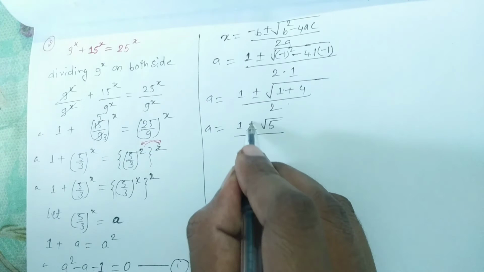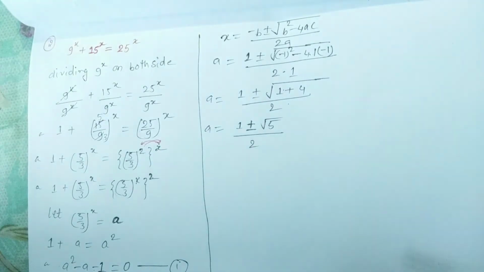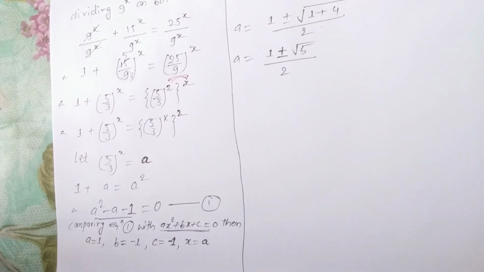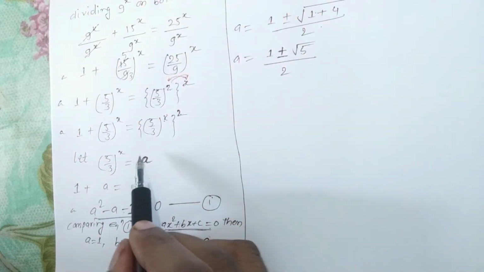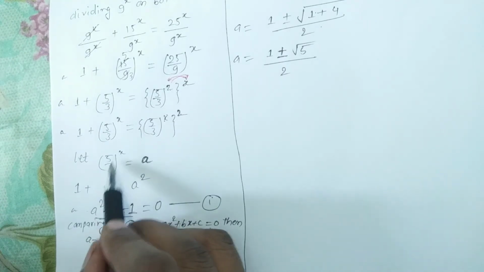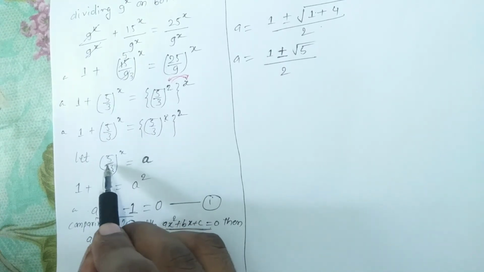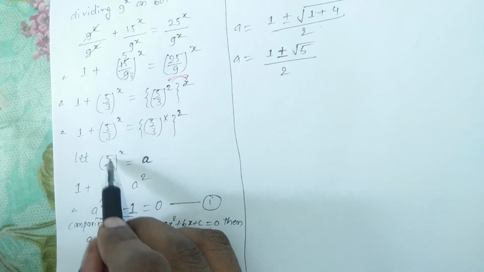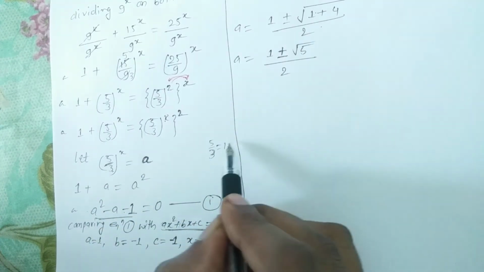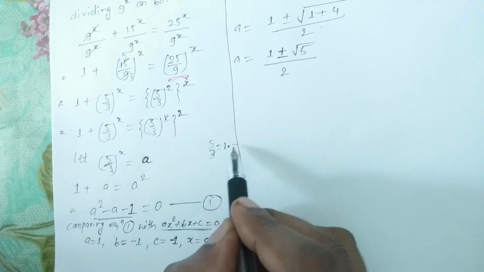So we do have two signs here, one positive and one negative. As you can see, the value of a is 5/3 raised to power x. This gives a positive value, because if you divide 5/3, we get 1 point something, a positive value.